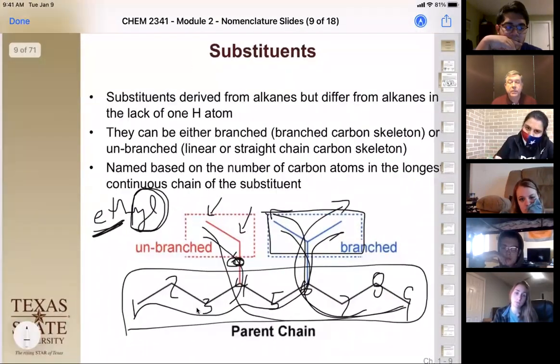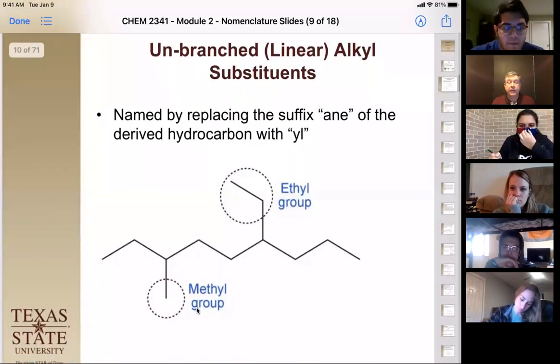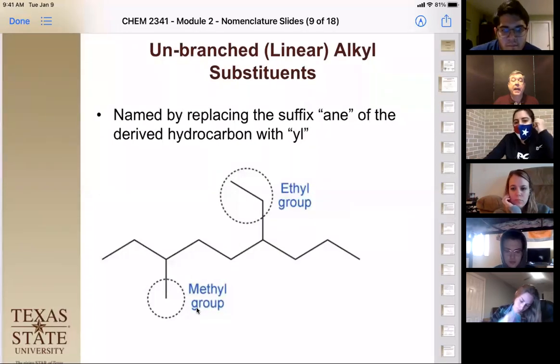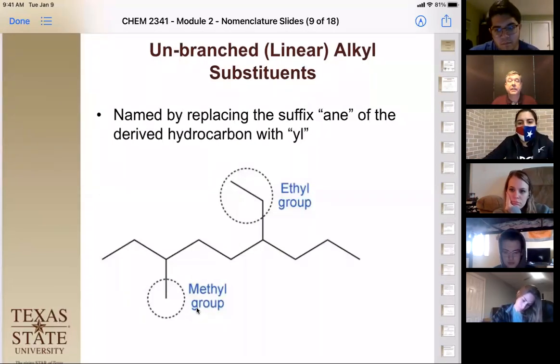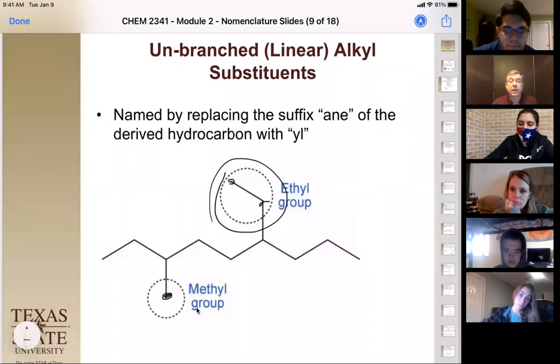Okay, all right. So now let's get back to the substituents. When we have those substituents, you name it for the number of carbons you have, but you actually drop the ANE, which is the suffix that told us it was a hydrocarbon, and we put the YL on it. The YL tells us that we have a substituent that is a hydrocarbon. So in this case here, this would be the ethyl group because it has 2 carbons. And this is a methyl group because it has 1 carbon. Okay, so it's as simple as taking the number of carbons you have, drop the ANE at the end, and add the YL. That tells you you're missing 1 hydrogen and it's attached to a parent chain.